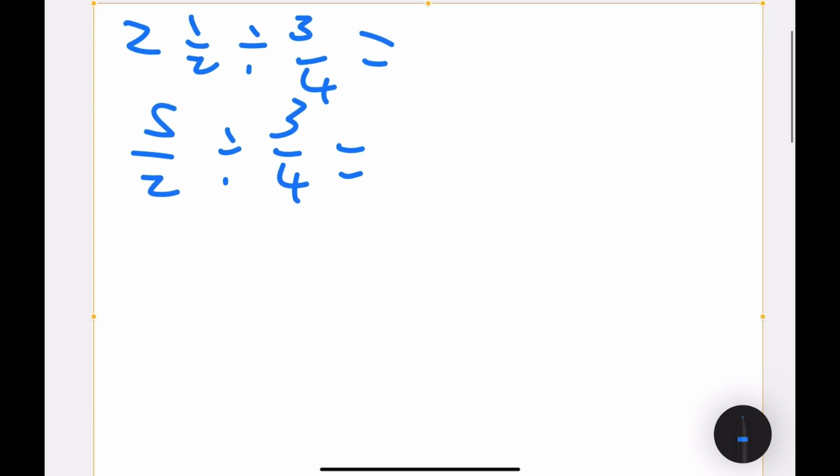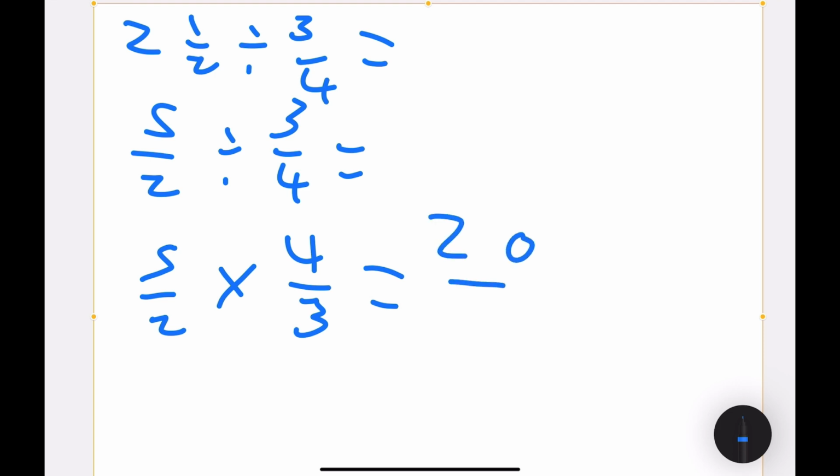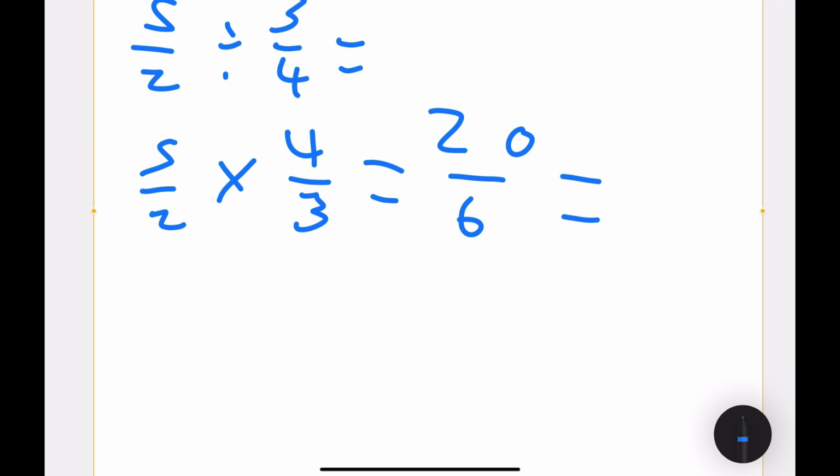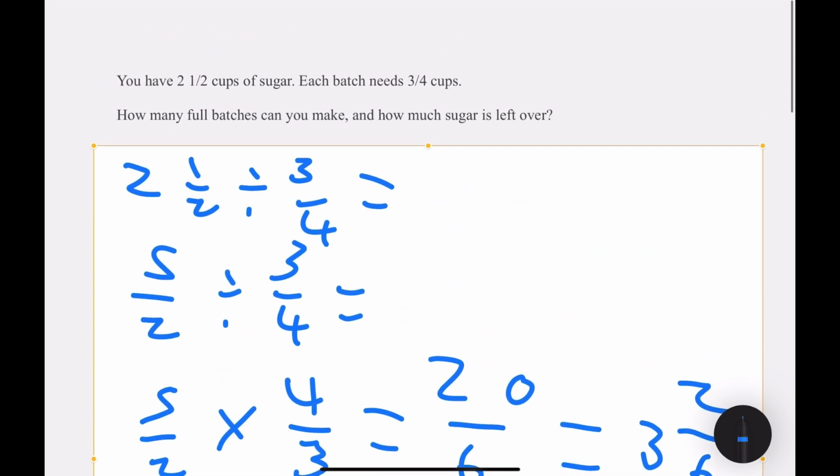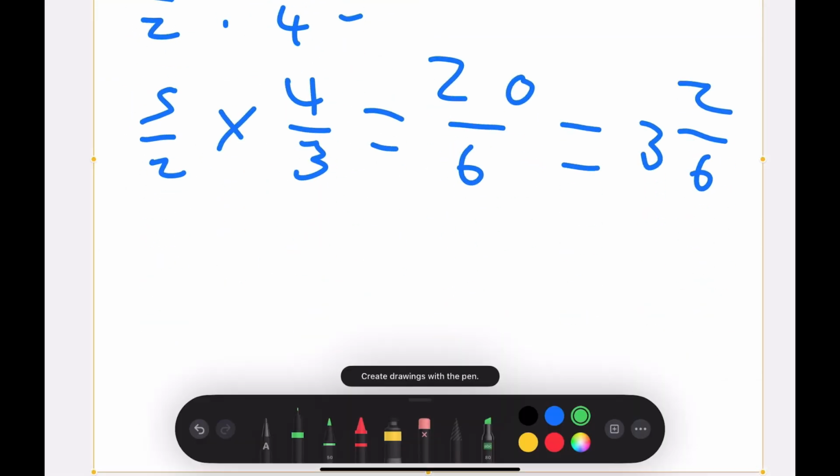So now I can do the division steps. The division sign becomes multiply, and I flip the second fraction. So now we get 5 over 2 multiplied by 4 over 3. If we multiply that, we get 20 over 6. And that is the same as 3 and 2 over 6, as 6 goes into 20 3 times, and then it still has 2 left over. So let's look back at the question. It wants to know how many full batches we can make. So the answer to the first part is 3, as 3 is the full amount of batches we can make, as 2 over 6 is not a full batch.